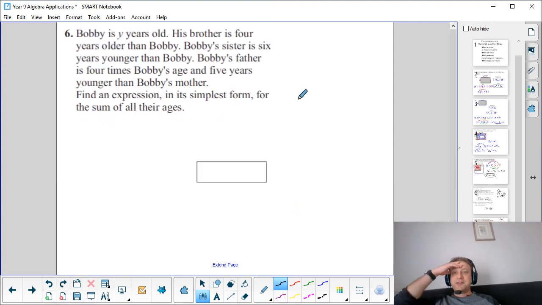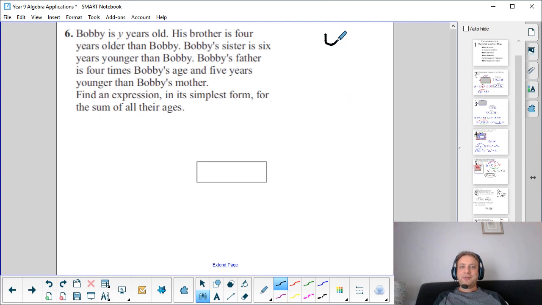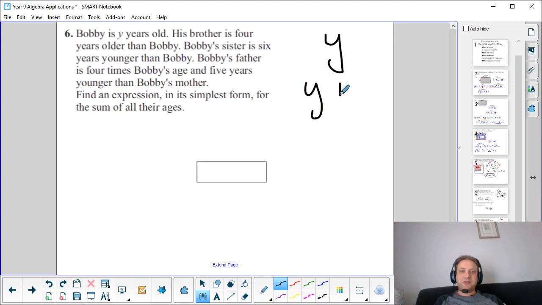Okay, for the last one, we're playing with years. We're just going to figure out how old everyone in Bobby's family is when we add them all together. So Bobby, we start with his Y for years, right? He's going to be what we base everything else on. Everyone will be older than him, or younger than him, with plussing or timesing involved. So his brother is 4 years older, so we can give him Y plus 4, right? Whatever Bobby was plus 4 more. Bobby's sister is 6 years younger. So we start with Bobby, we take away 6.